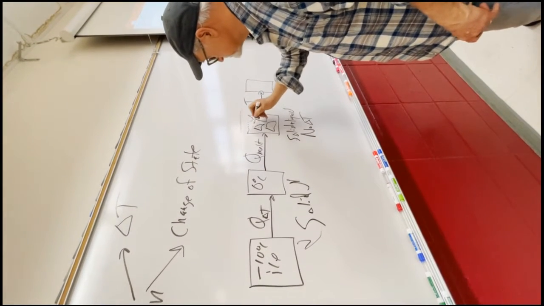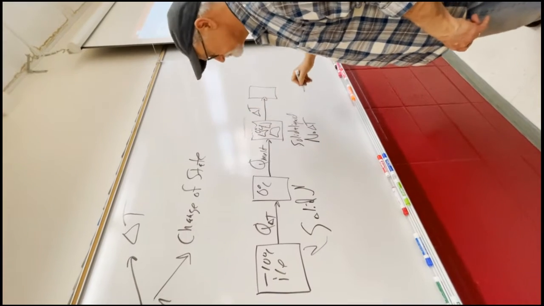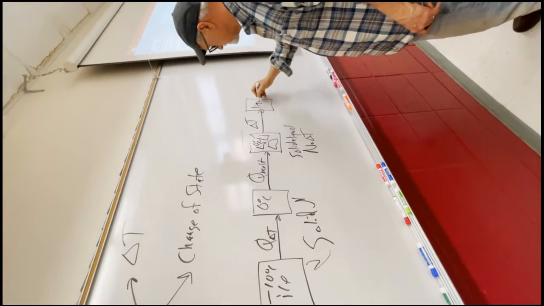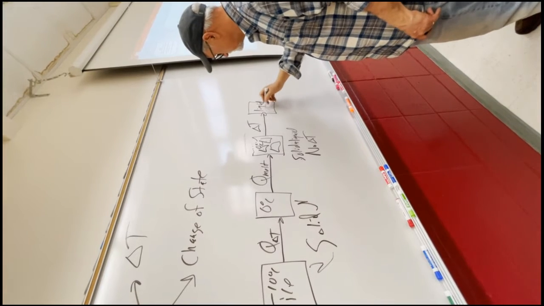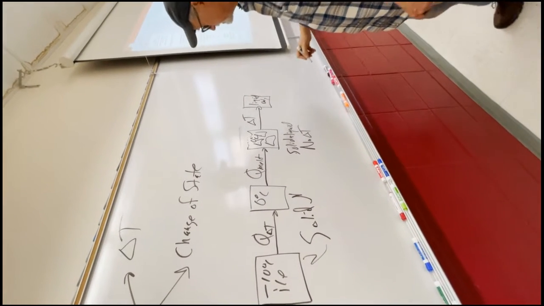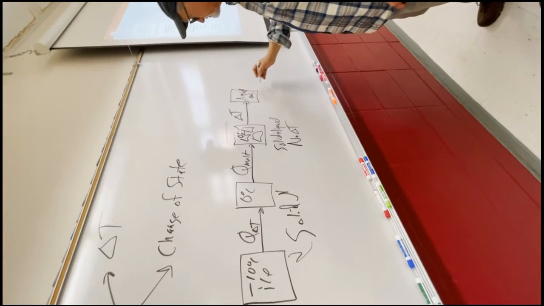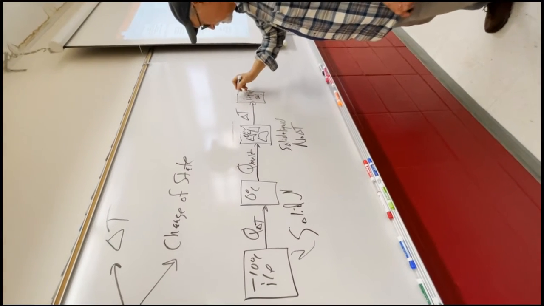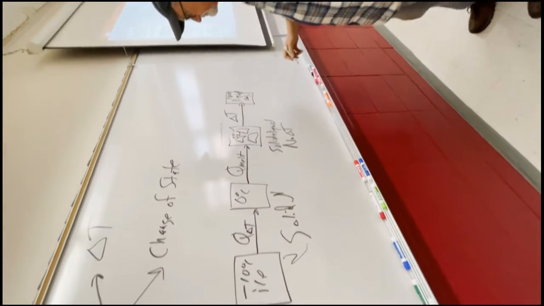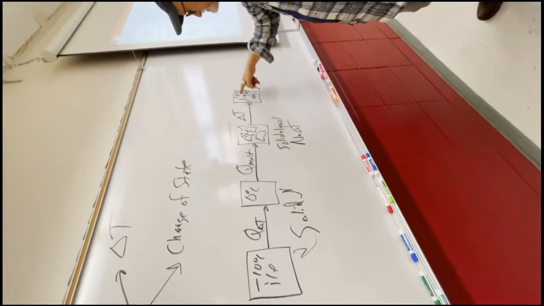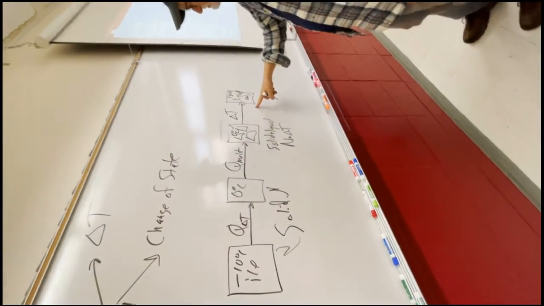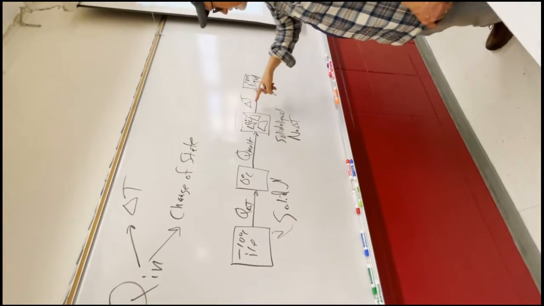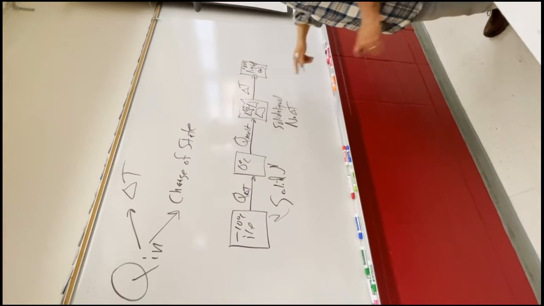by the way, this also stays at 0 degrees Celsius. Once it's all melted, now you have liquid only. Okay, now the temperature starts going up until you get to 100 degrees Celsius. You go from 0 degrees to 100 degrees Celsius, and what you're doing is changing the temperature of the water.